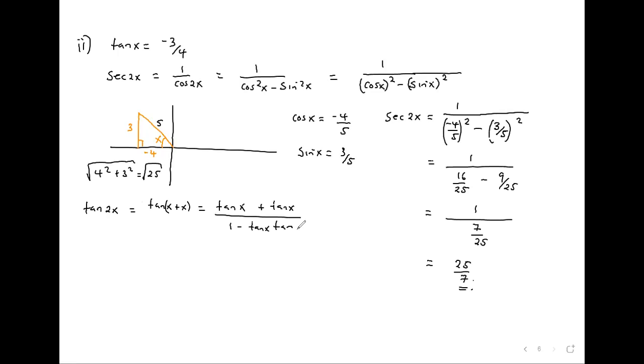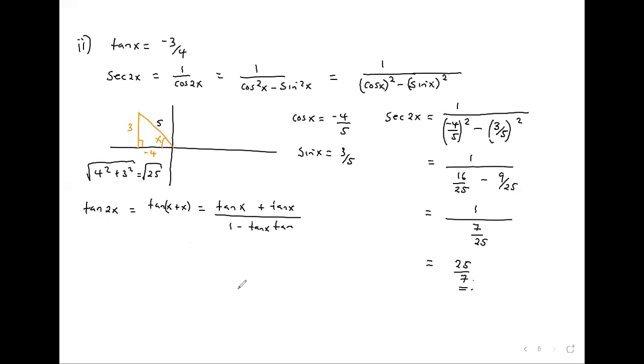So that you get 1 over 16 over 25 minus 9 over 25. So it says 1 over 16 minus 9, you get 7 over 25. So this is the same as 25 over 7. So I found the value of sec 2x.